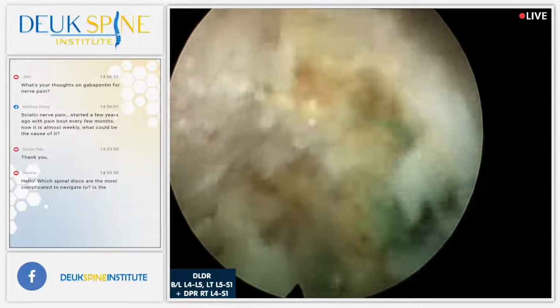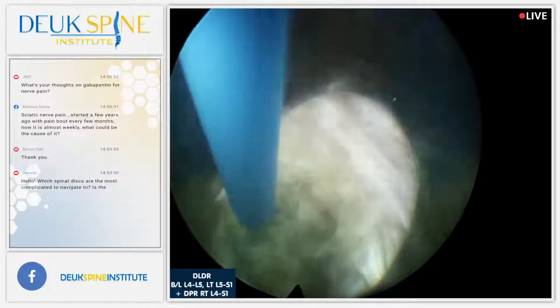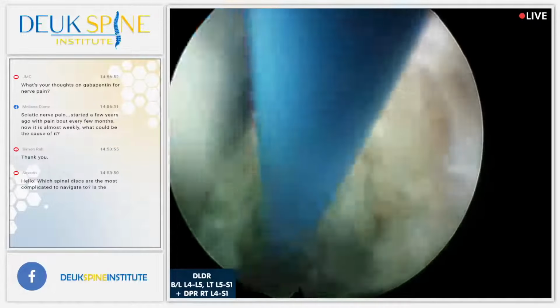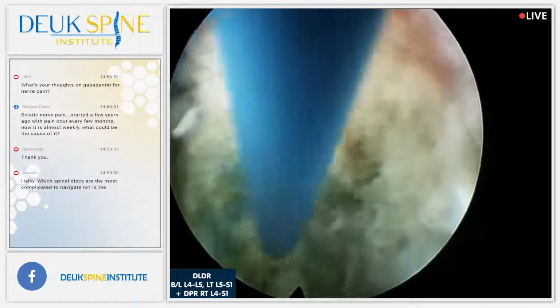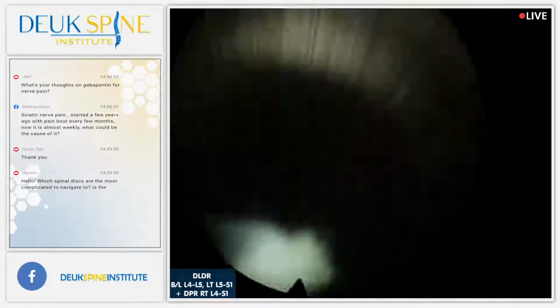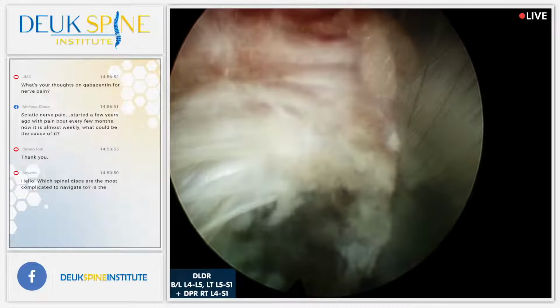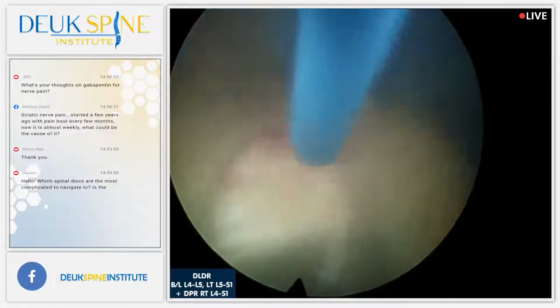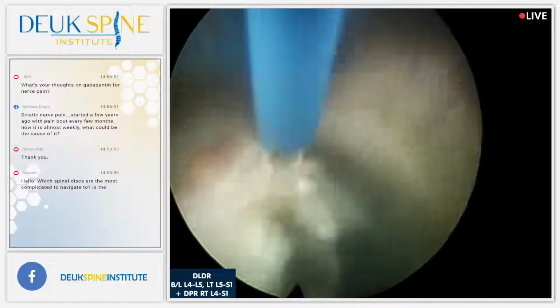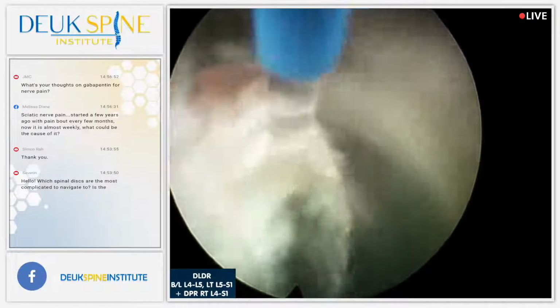We have a few more questions. Sure. This next one comes from Melissa on Facebook. Hello, Melissa on Facebook. Welcome to our live stream at Deuk Spine. They said, I have sciatic nerve pain. It started a few years ago with pain about every few months. Now it is almost weekly. What could be the cause of this?